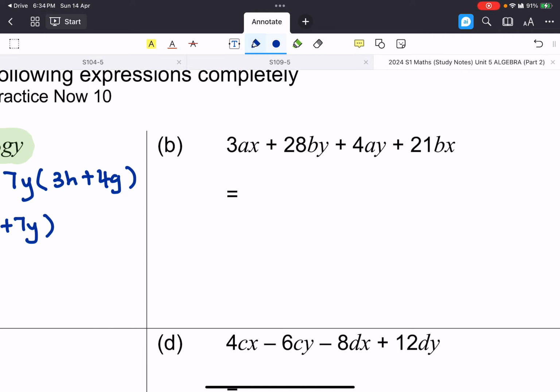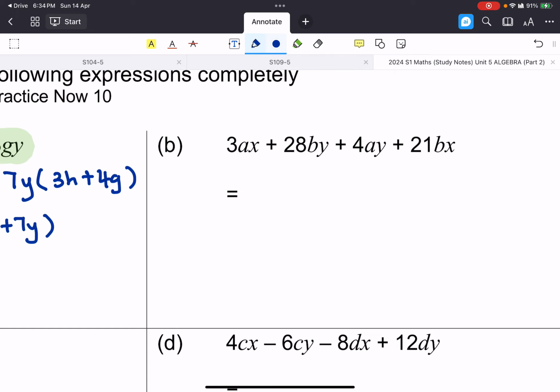Okay, again, I'm going to group them up. So we have the first scenario, we have 3AX plus 28BY. But here we have something interesting, right? Because what happened is I look at this and 3AX plus 28BY, they have nothing in common, right? So this is no good. It makes our job very difficult.